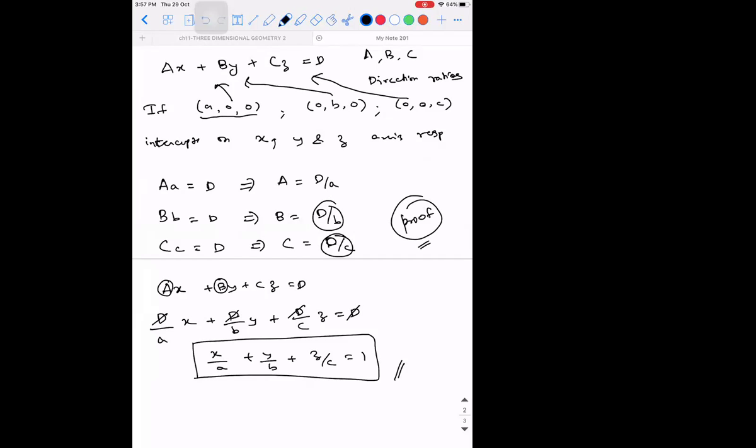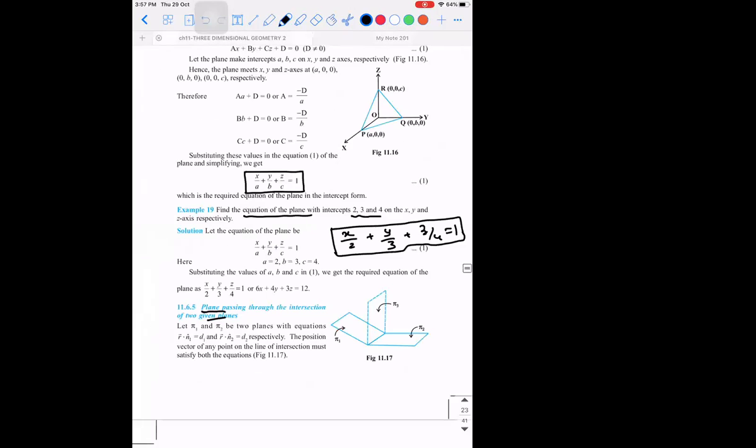The next topic that we are going to concentrate on is an important one: writing the equation of a plane which is passing through the intersection of two other planes. You are expected to write the equation of a plane passing through the intersection of two given planes. So how to write it? I'll show you guys.